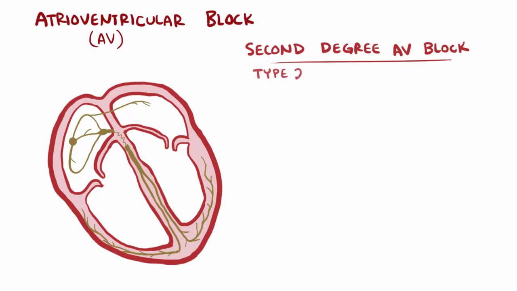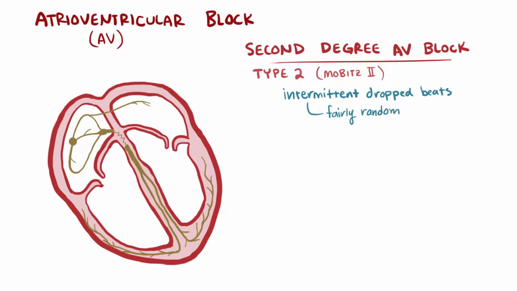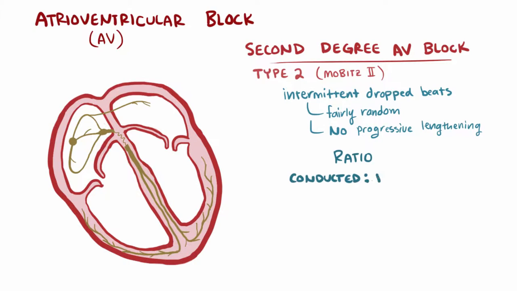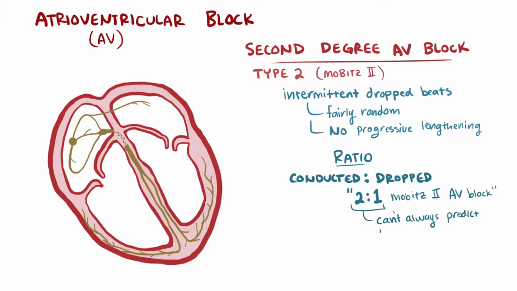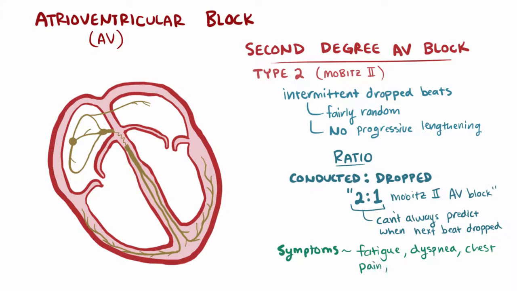Second degree AV block, type 2, or Mobitz 2, is similar to type 1 in that you get intermittent dropped beats, except that this time they happen fairly randomly, so you don't have this progressive lengthening of the PR interval. A lot of times a ratio for the overall number of beats conducted to not conducted is given, like 2-to-1 Mobitz 2 AV block. But again, remember that those dropped beats happen fairly randomly, so we can't really predict exactly when the next beat will get dropped. Most people with Mobitz type 2 do feel symptoms, like fatigue, dyspnea, chest pain, and syncope, though the severity can vary from patient to patient.